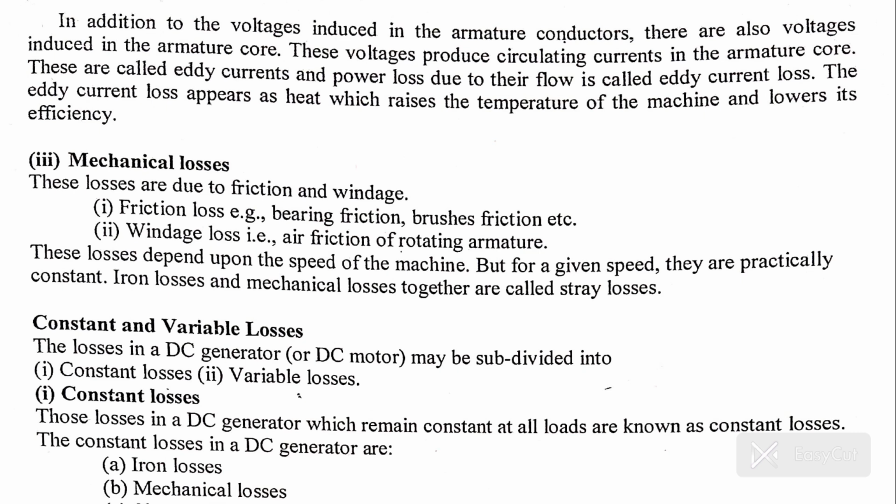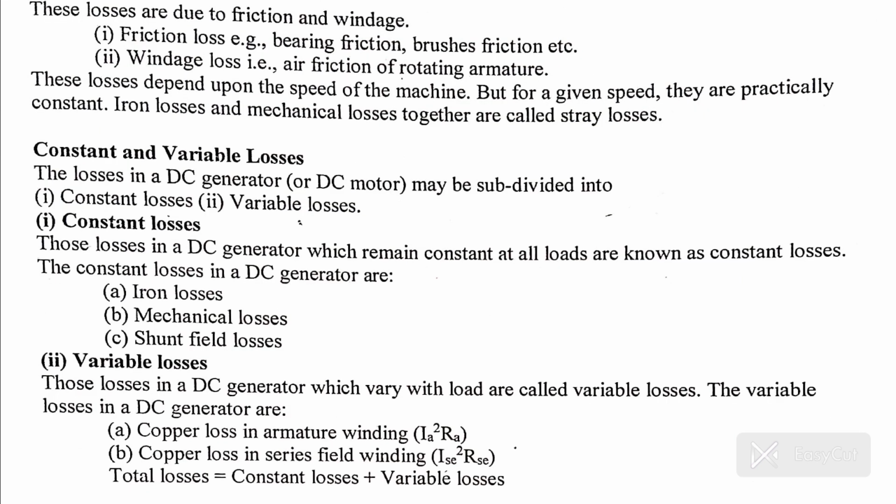Two, variable losses. These change with the load. The more the current, the higher these losses. Examples are copper loss in the armature winding, which is armature current squared times armature resistance, and copper loss in series field winding, which is Ise squared times Rse. Total losses. To summarize, we write total losses equal constant losses plus variable losses.